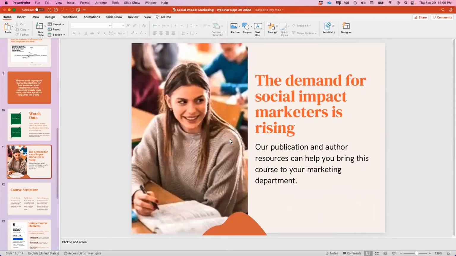The demand for social impact marketers is rising. So our publication and our author resources can help you bring this course to your marketing department. As a corporate professional myself, I see so much value in having our talent pipeline being trained in social impact concepts, in sustainability concepts, so that they can hit the ground running when they come join my team.